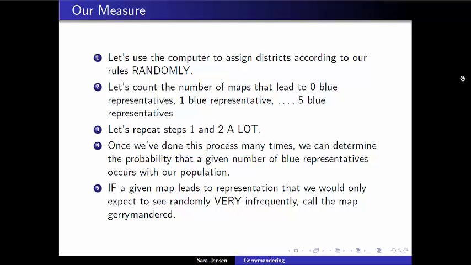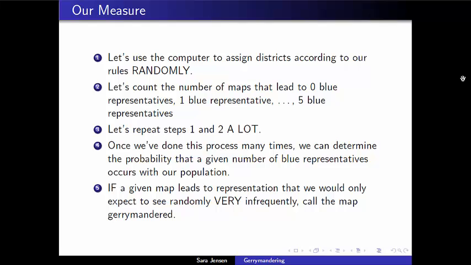Once we've created a random assignment, we will do the count just like we saw in Excel, where we say of these districts, who wins this district, a red representative or a blue representative, and we'll come up with a total to say something like, well, we had 100 people, we had 5 districts, and we had 3 blue representatives. We can determine everything we need to know from there. And then we will repeat that process a lot.